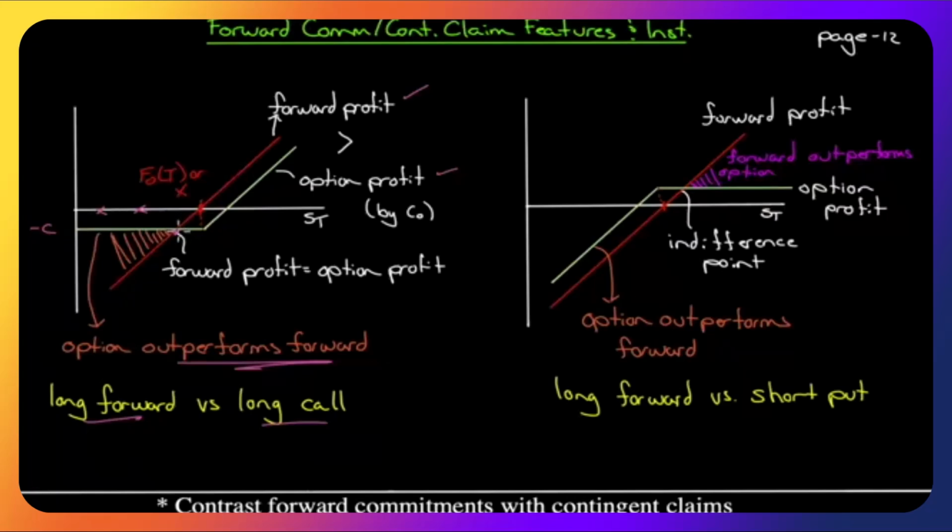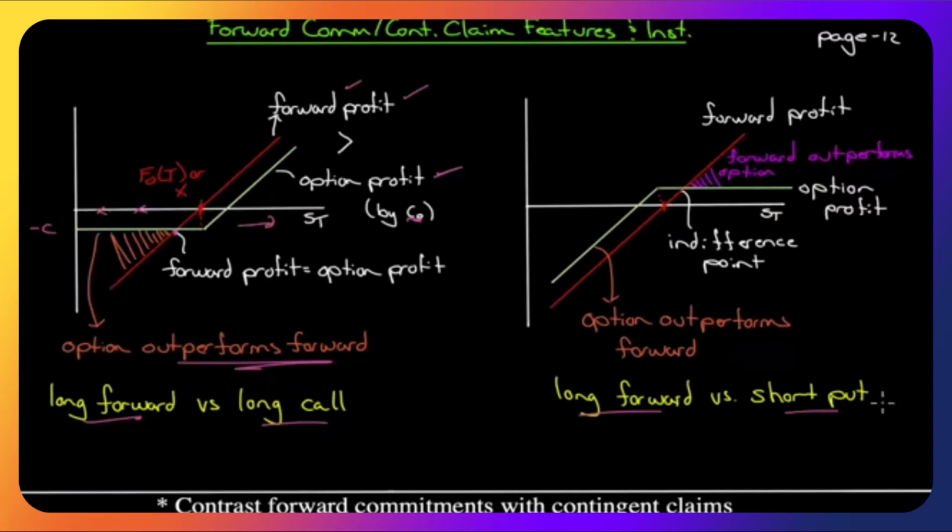This is where you're indifferent between the option and the forward. Below that price, the option outperforms the forward contract, but the higher the price of the underlying at expiration, the forward profit will be greater than the option profit by the amount of the call price, whatever it costs to buy the call. Let's contrast a long forward with a short put.